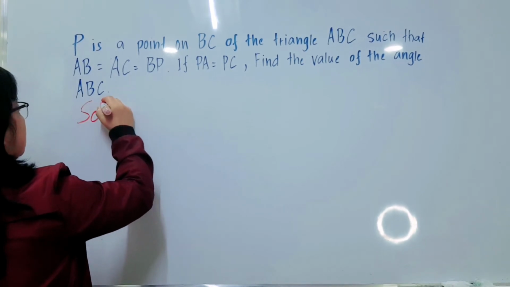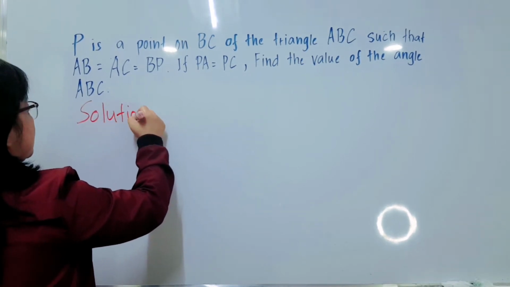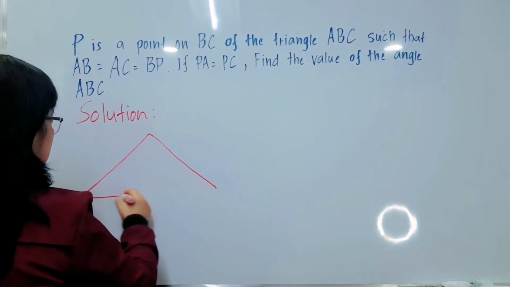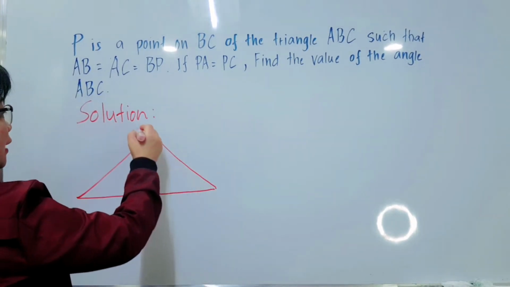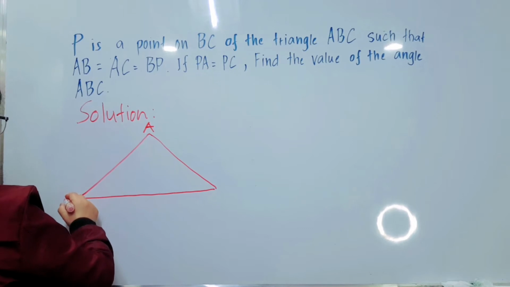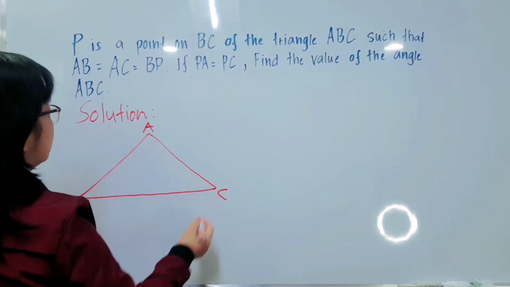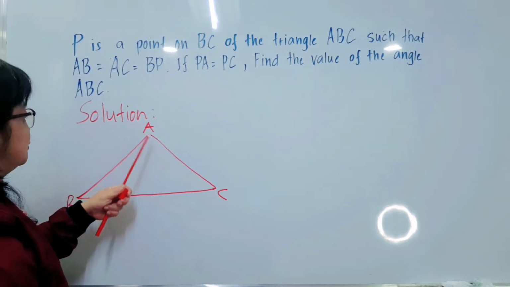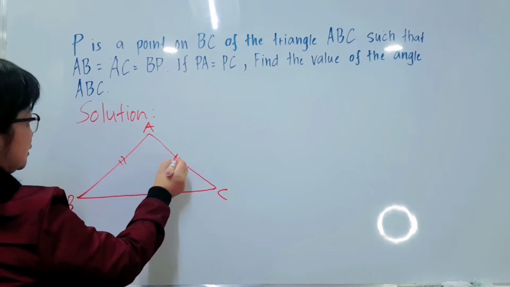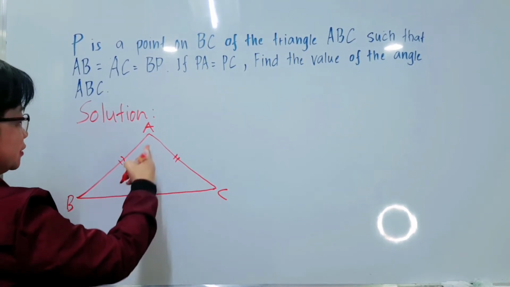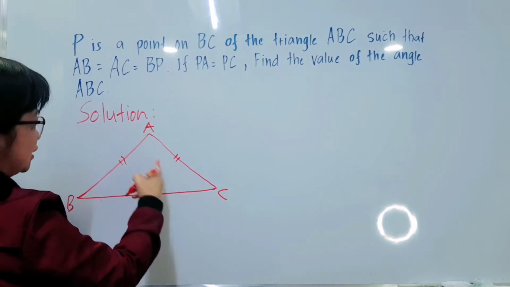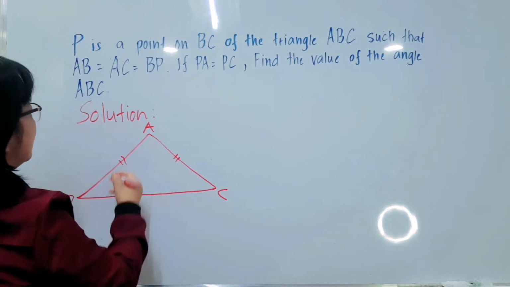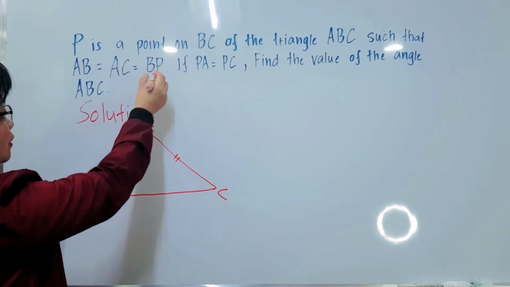First, we have to make a diagram of a triangle. Now, if this is the triangle ABC, we designate as A, B, and C. Now, the condition here is AB is equal to AC is equal to BP. AB is equal to AC. That means this is an isosceles triangle, because two sides of equal length make an isosceles triangle. Now, here is the third condition, that it is equal also to BP.